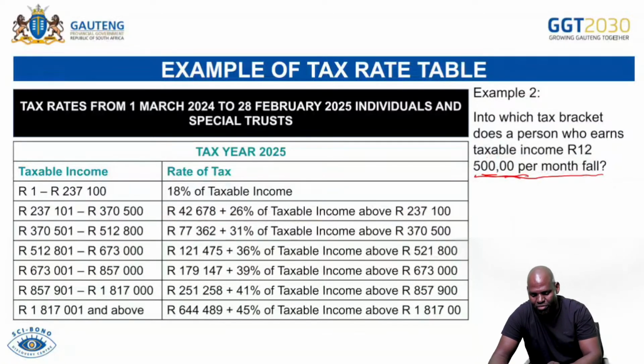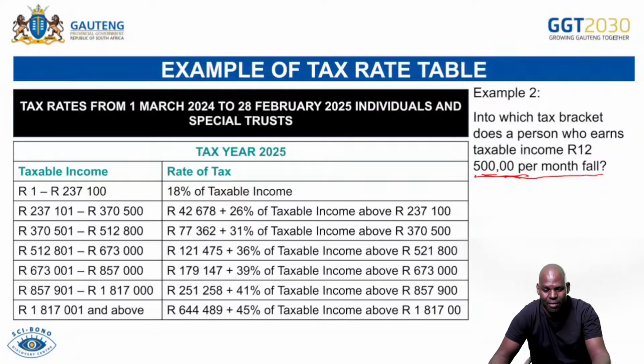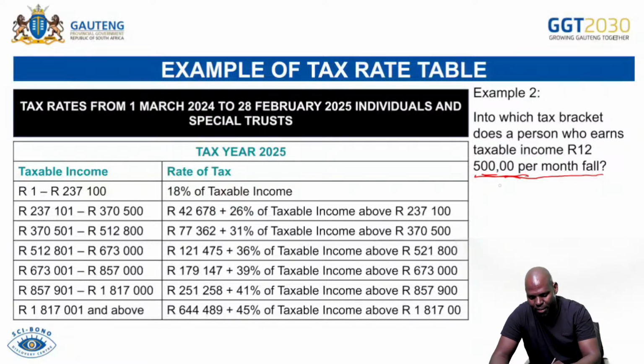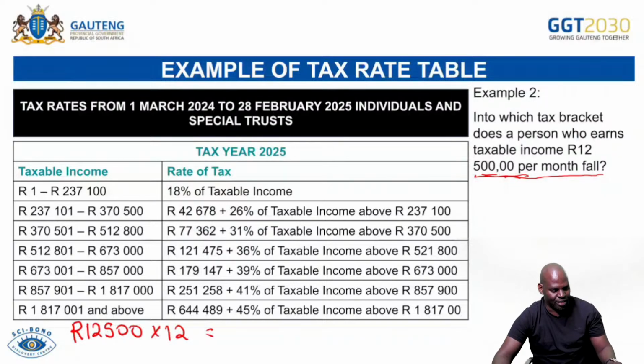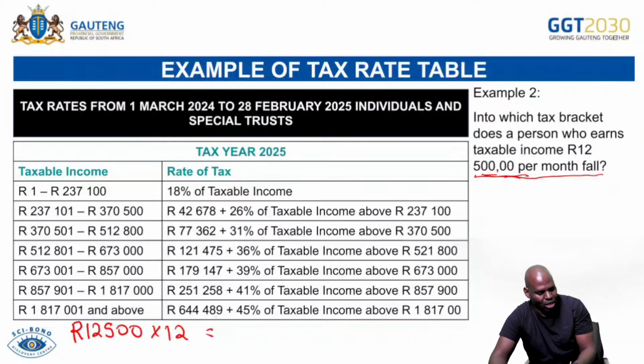If a person earns 12,500 per month, how much is that over 12 months, or per annum? In this case, we assume that per annum means the full 12 months. So we take 12,500 and multiply it by 12. 12,500 multiplied by 12 gives me 150,000 rand.